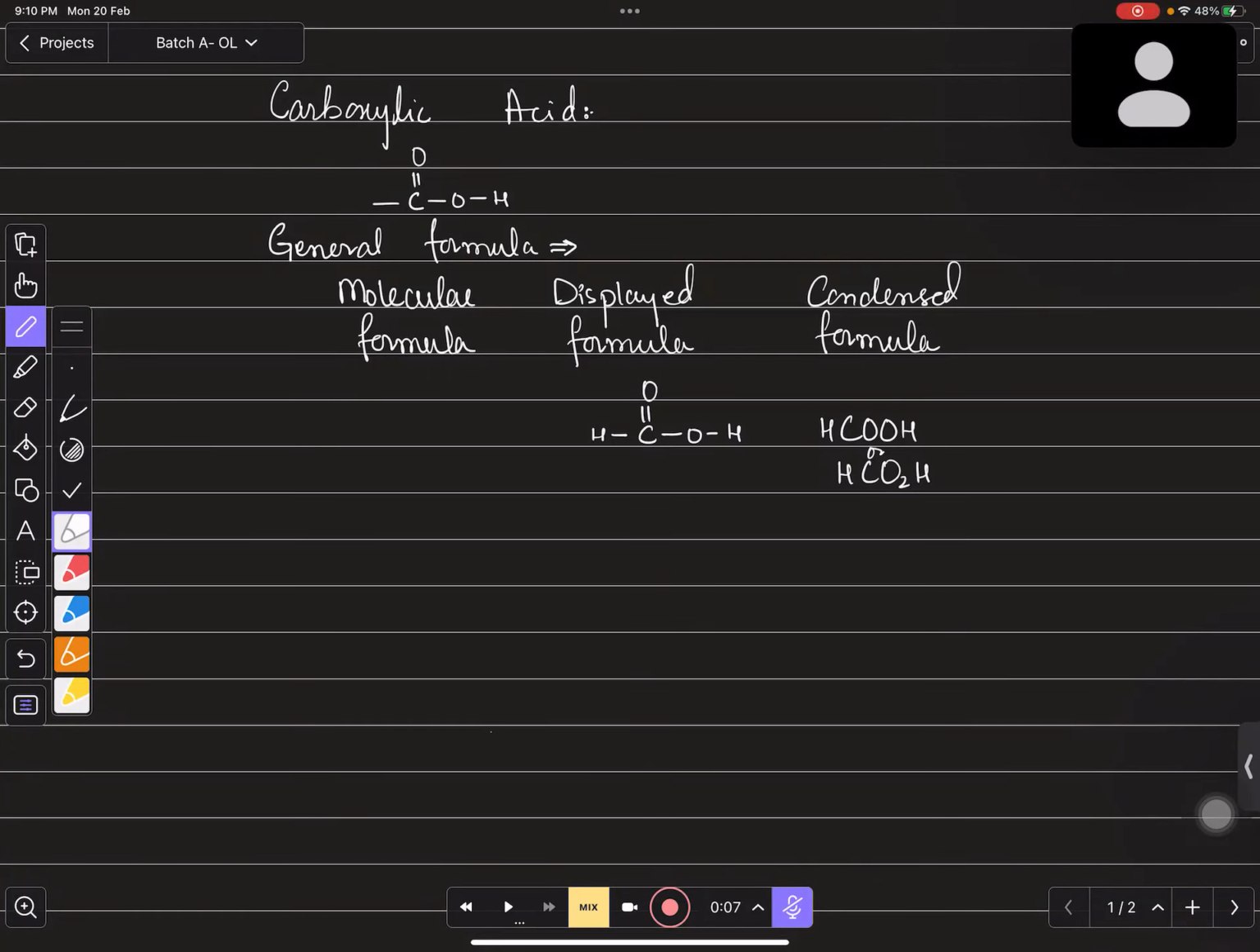You can see this, we have 2 hydrogens, 1 carbon and 2 oxygens. So it should be CH2O2. I'm writing from this, right?